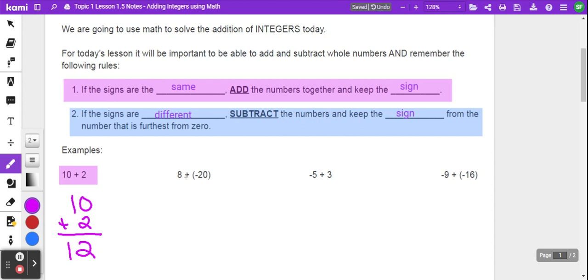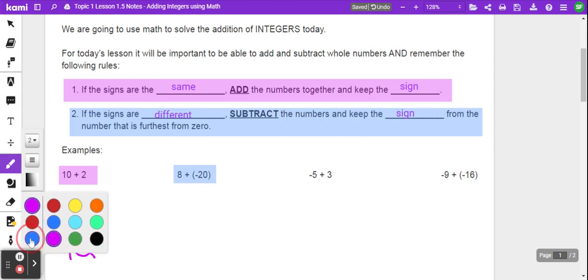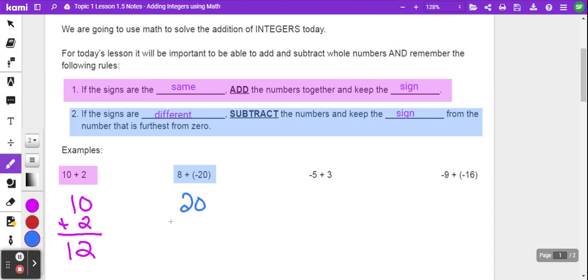If we look at the next example, 8 plus negative 20, those signs are different. So I am going to have to mathematically subtract in this case. 20 minus 8. If I have 8 take away 0, I cannot do that, so I do need to make some trades. 10 minus 8 is 2. 1 take away nothing is 1, so that leaves me with 12. Since negative 20 is furthest from 0 than 8 is, I know that my final answer is going to be a negative answer. So I get negative 12 in that case.